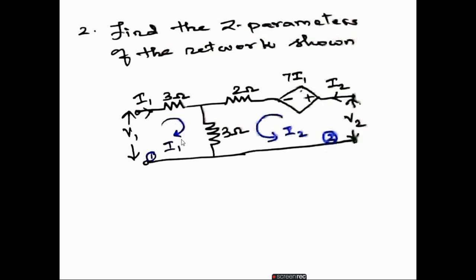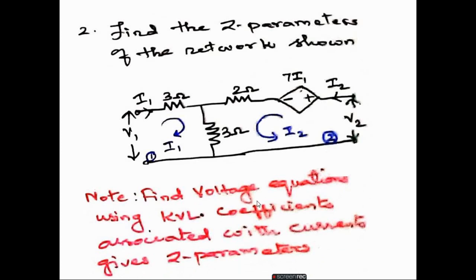So we write the loop equations using Kirchhoff's voltage law for loop 1 and loop 2, and from that we can find the Z parameters, that is, the coefficients associated with currents give you the impedance parameters. So our aim is to find the voltage equations, and from them we find the Z parameters. Now we are going to write the loop equation, first loop and then second loop.